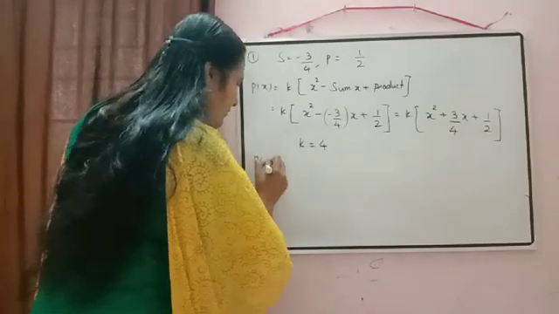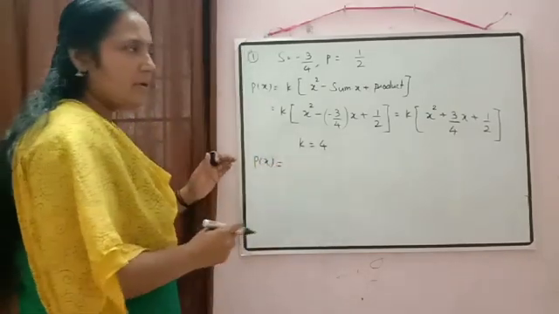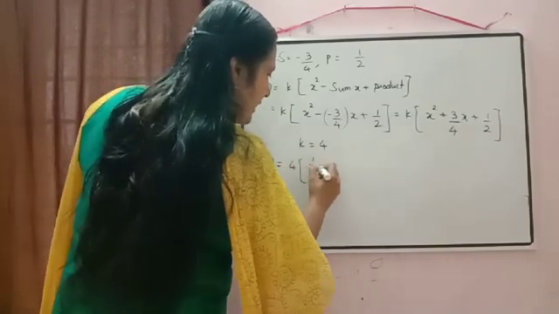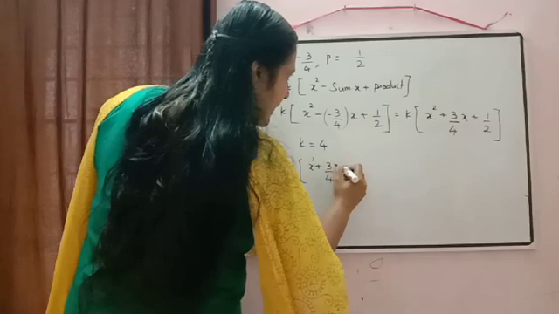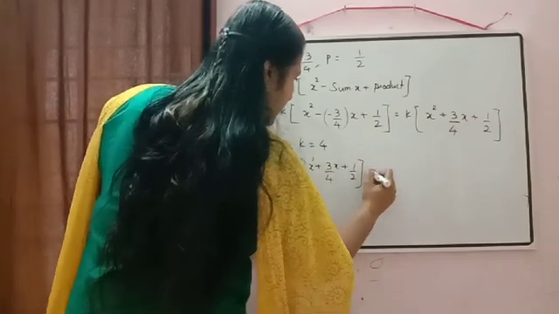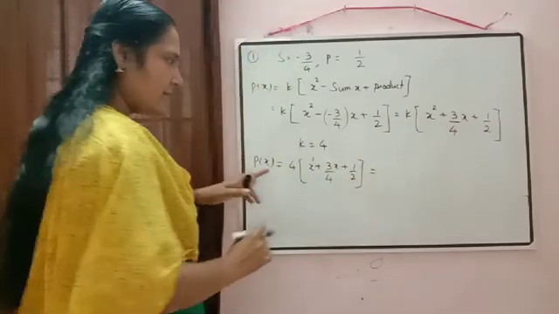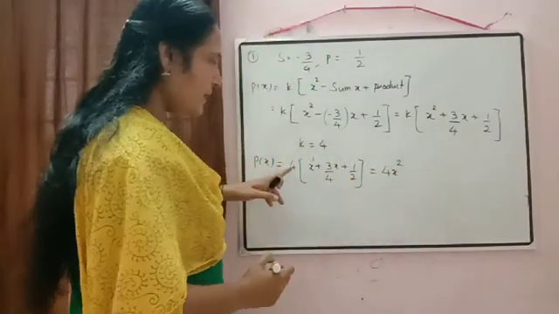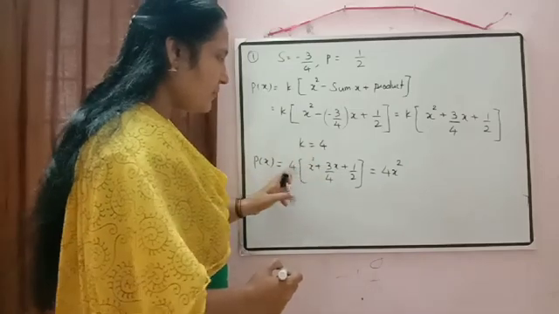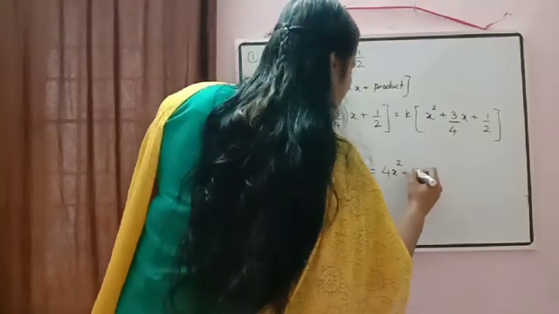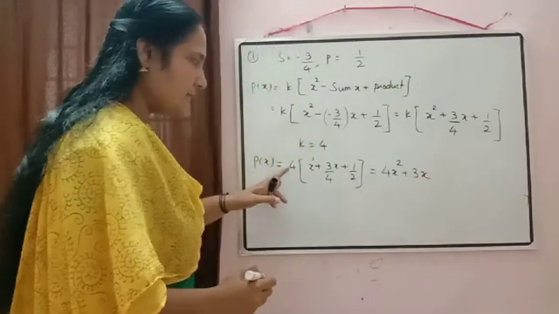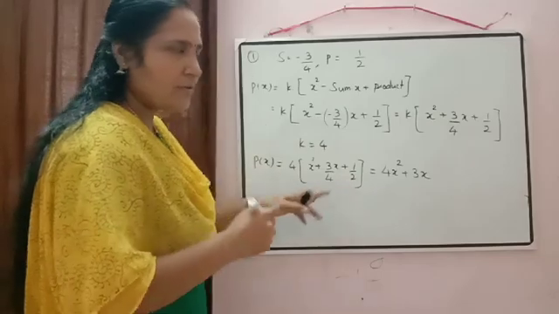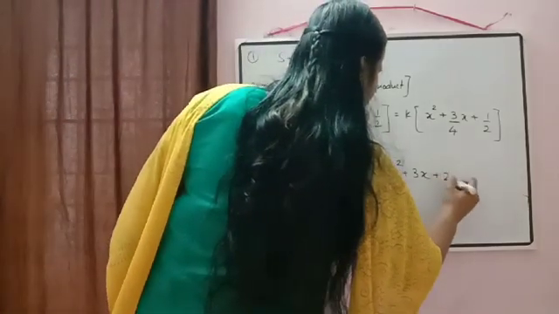Then our polynomial will be equal to P of x is equal to, now in place of k we are writing 4, into x square plus 3 by 4x plus 1 by 2. Now we are going to multiply 4 inside. Then what will come? 4 into x square will be equal to 4x square. 4 into 3x by 4, then 4 and 4 will get cancelled. Remaining it will be equal to 3x. Then 4 into 1 by 2, 4 and 2 will get cancelled. So remaining it will be equal to 2.